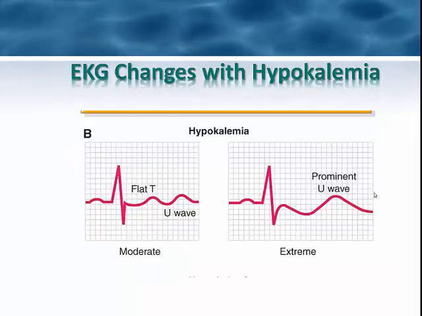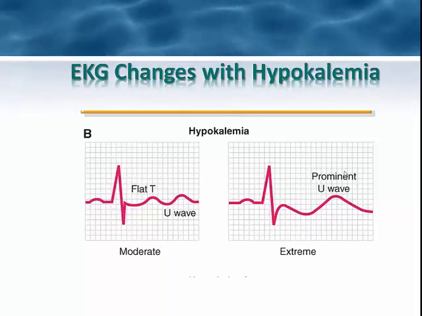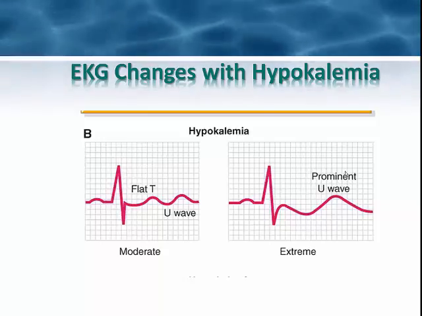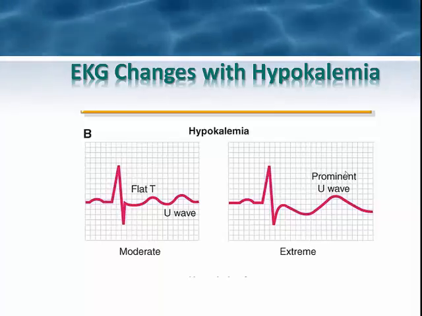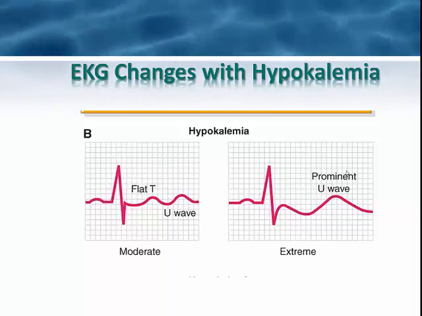These are more examples of the prominent U wave as well as a flattened T wave. The first example is of a moderate case of hypokalemia, so you're beginning to see the flattened T and the U wave, and you see in extreme hypokalemia, the U wave gets very big.